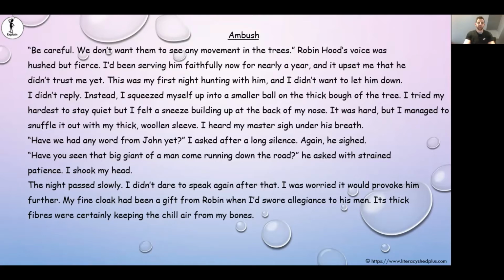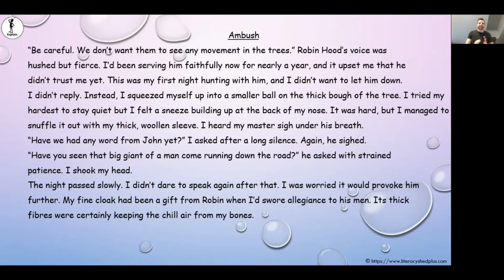Robin Hood's voice was hushed but fierce. I'd been serving him faithfully now for nearly a year, and it upset me that he didn't trust me yet. This was my first night hunting with him, and I didn't want to let him down. I didn't reply. Instead, I squeezed myself up into a smaller ball in the thick bough of a tree. I tried my hardest to stay quiet, but I felt a sneeze come to the back of my nose. It was hard, but I managed to snuffle it out in my thick woolen sleeve. I heard my master sigh again under his breath.